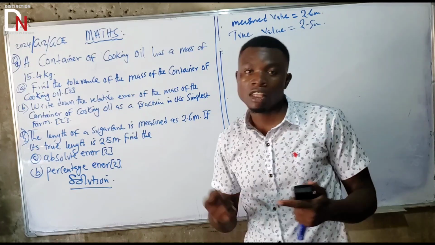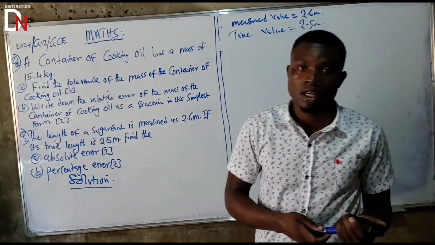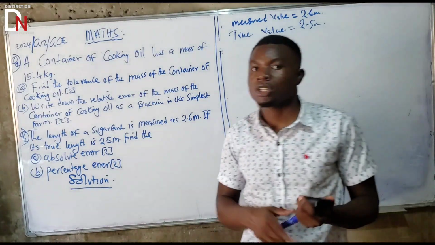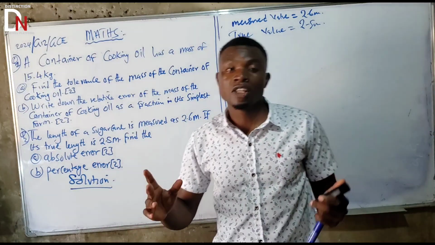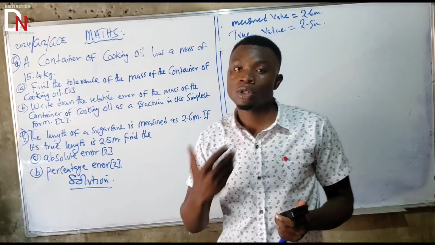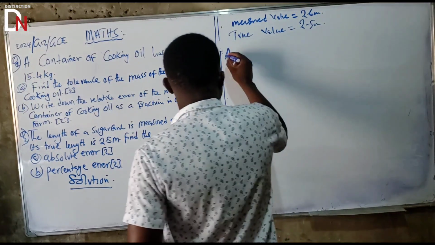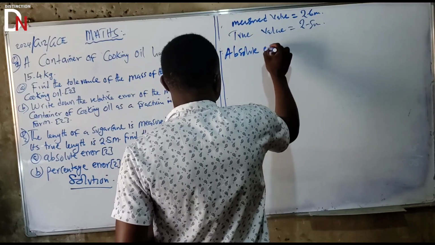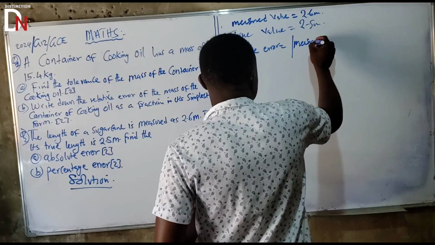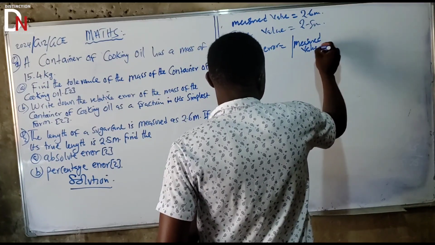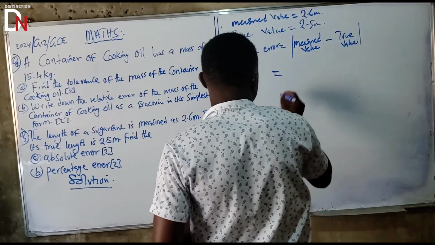Remember, in the other video, we looked at two important definitions for the absolute error. In this case, the definition that we are going to use is the second one, which stipulates that the absolute error is basically the difference between the measured value and the true value. Therefore, absolute error is equal to the modulus of the measured value minus the true value or true length. We can plug in.